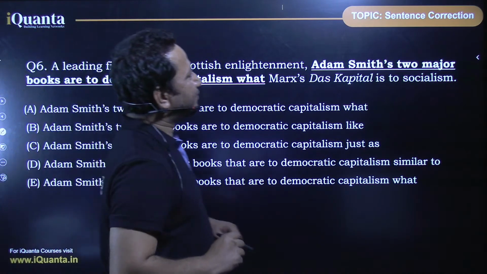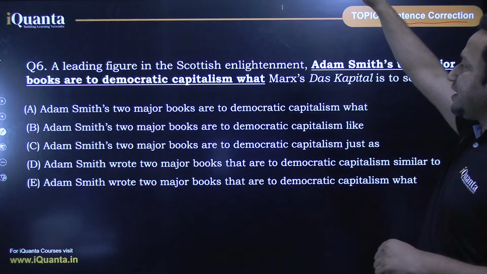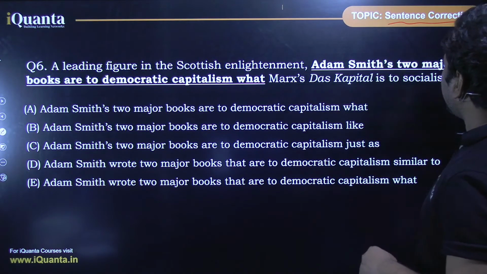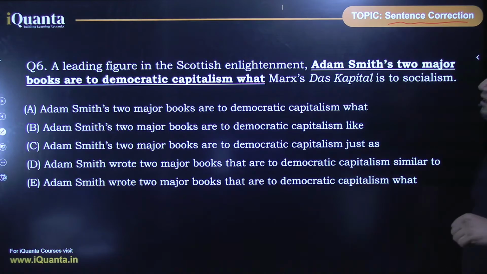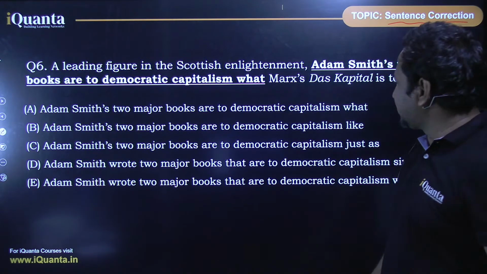Now we are going for a sentence correction question. A leading figure in the Scottish Enlightenment, Adam Smith's two major books are to Democratic Capitalism what Marx's thus capitalist to socialism. Okay, one GK question.